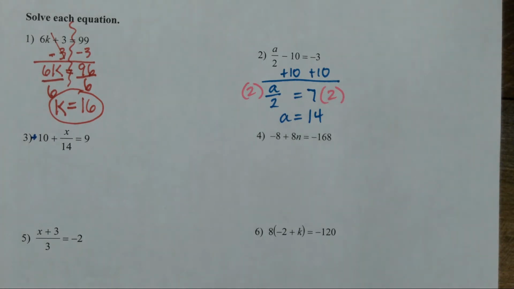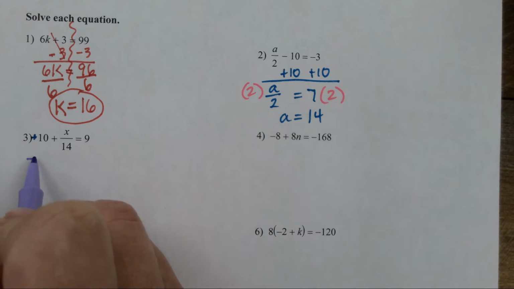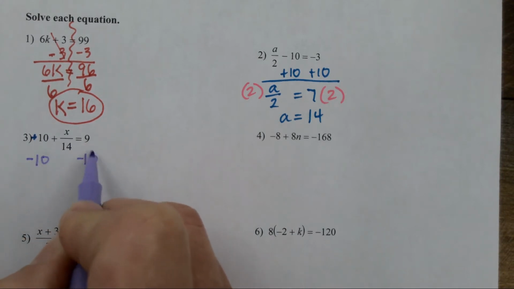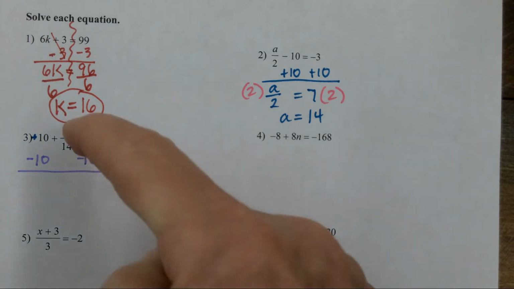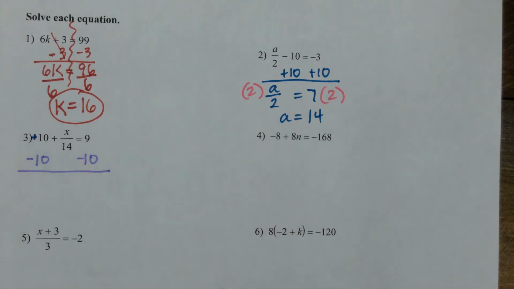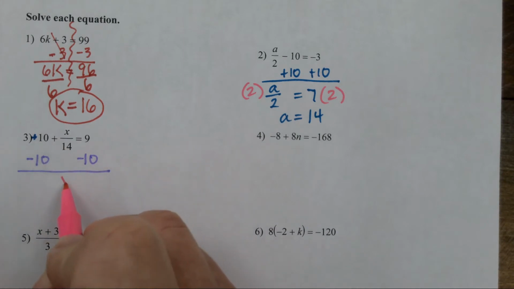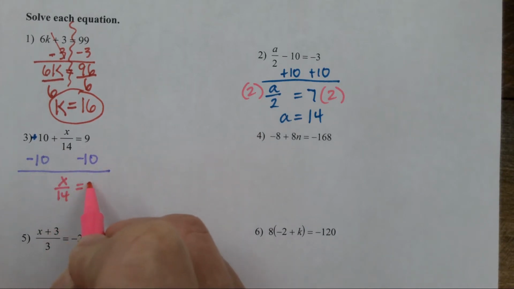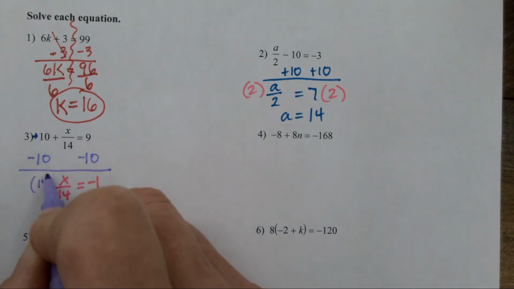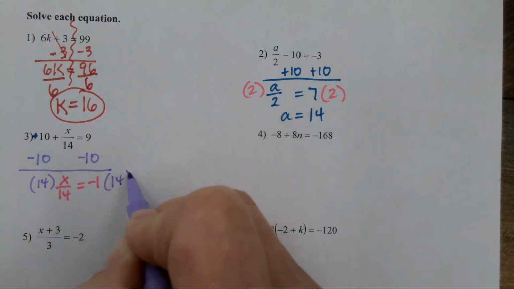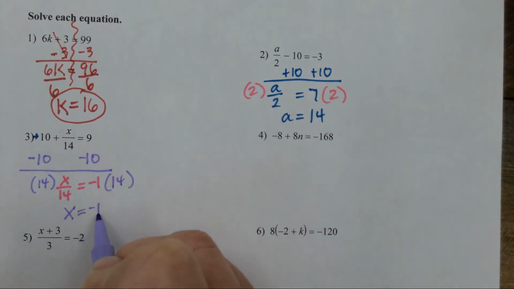And so to get rid of that positive 10, I have to minus 10. Go on the other side of the equal sign and minus 10. So the only real math I have to do is figure out what 9 minus 10 is. What is it? Negative 1. So this is x over 14 equals negative 1. Now what? Times by 14. You get negative 14. Perfect.